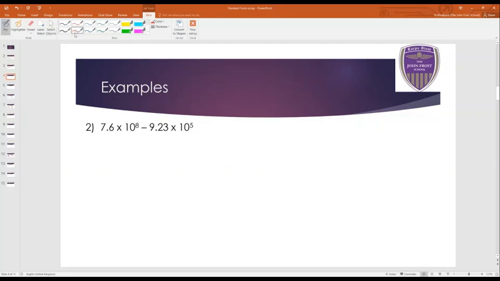Okay, same thing for this one, please. So press pause and copy this one down, and then press play when you're ready. So for this one, we're subtracting now instead, but still the same thing.